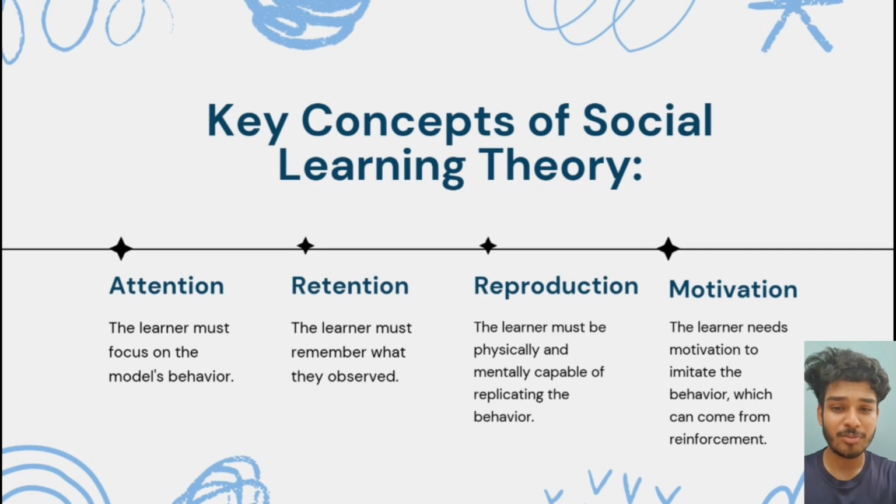When given a similar problem in class, Sarah attempts to solve it using the same steps she observed. She makes mistakes initially but improves with practice, which is reproduction. Sarah stays motivated because she wants to do well on the test. Additionally, when her teacher praises her for correctly solving a problem, she feels encouraged to keep practicing, which is motivation.